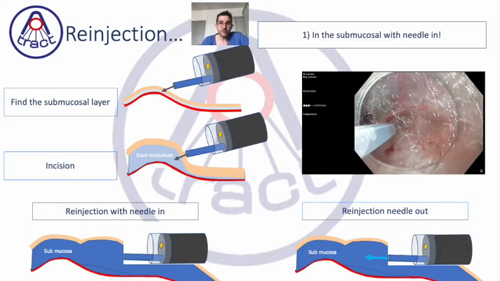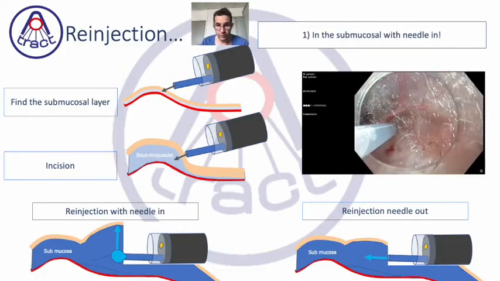Another point which is important is that when you are into the submucosa, it is quite effective to inject with the needle in, with the catheter itself. Why? Because if you inject with the catheter itself, the water will be injected front of you, in the area you just want to cut after. And therefore, your elevation will be very good.